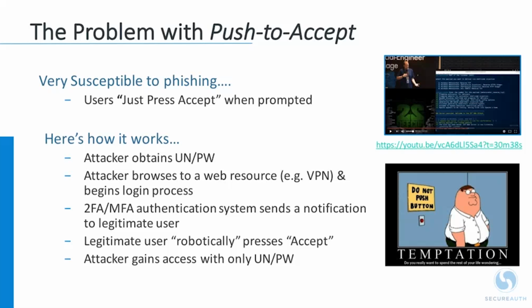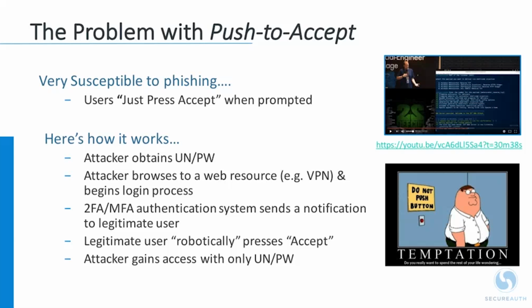And it kind of works like this. An attacker obtains the username and password for user A at Acme Corporation. The attacker browses to that web resource, could be the VPN, and uses those compromised credentials to begin the login process. Strong authentication sends that push notification asking for an accept or deny from the actual user, and user A kind of robotically accepts, even though they're, again, not in that authentication process, and the attacker gains access.